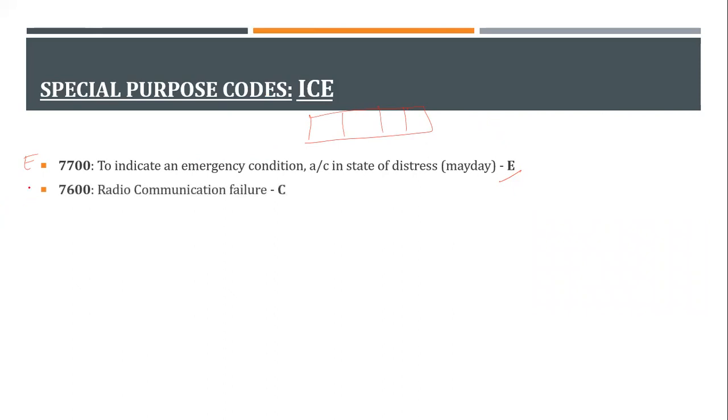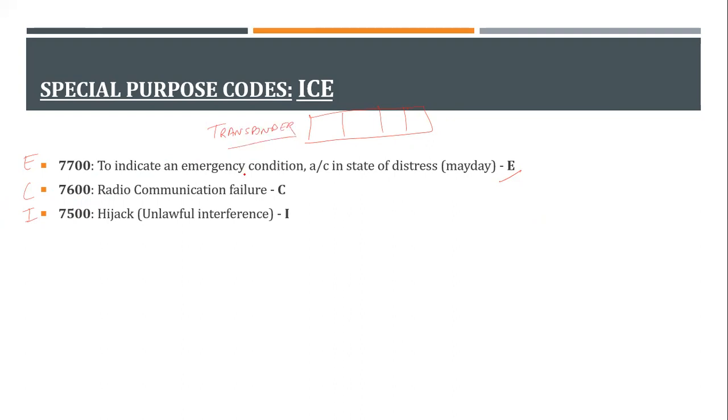If you're having a communication failure, you should put 7600. And if you're having a hijack on board, you can simply, quietly put 7500 on your SSR or transponder. This is known as a transponder because you're transponding it.